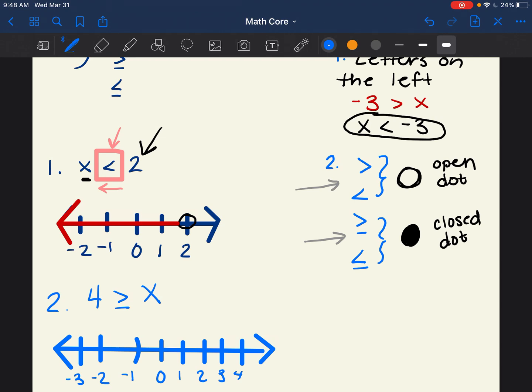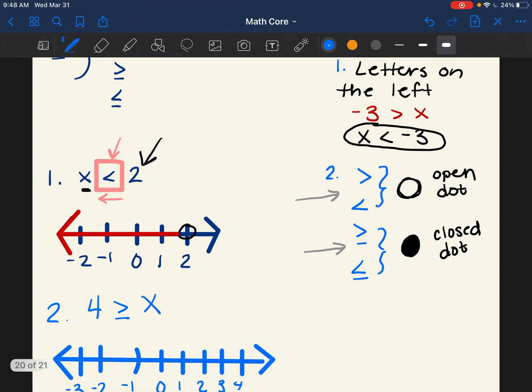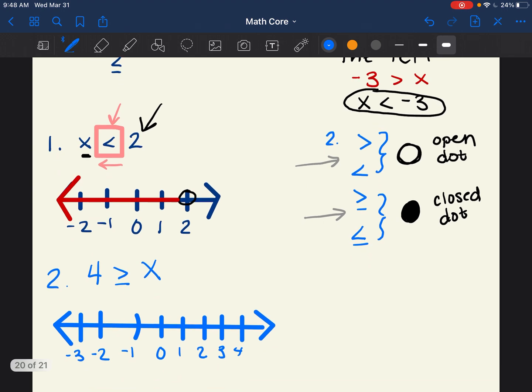Well, if I look up at my things to remember, the first thing says letters on the left, so I am going to take this whole thing and turn it around, right? Because I want my x, I want my letters on the left. So I have x is less than or equal to 4. That is my new inequality, okay? Now time to graph. I'm looking at the number. The number I see is 4. So my dot needs to go on the 4, right?